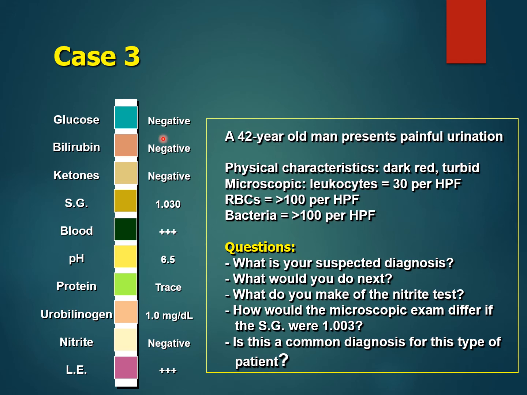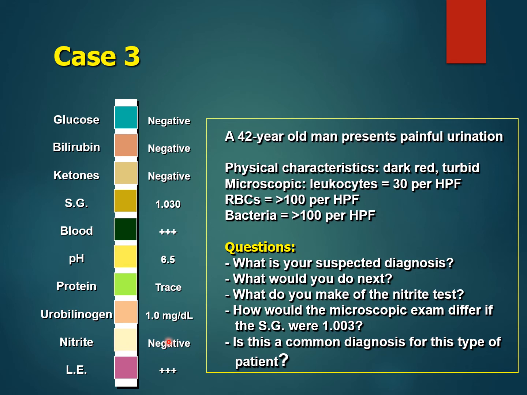Let us come to the dipstick. Once you have those findings, an idea comes to your mind. Glucose is negative, bilirubin is negative, ketone bodies are negative, specific gravity is 1.030, a little bit higher but accepted. The blood is three pluses. pH is 6.5, acidic urine. Protein is trace. Urobilinogen is 1.0 milligram per deciliter.